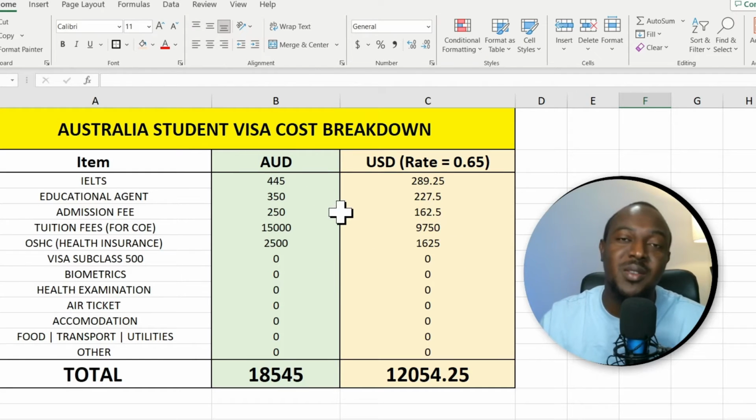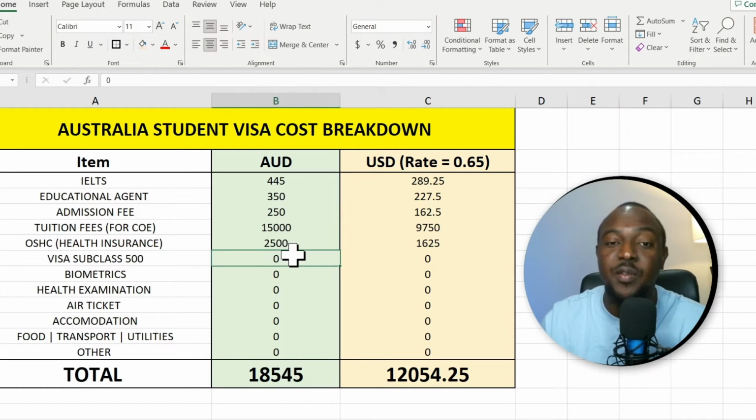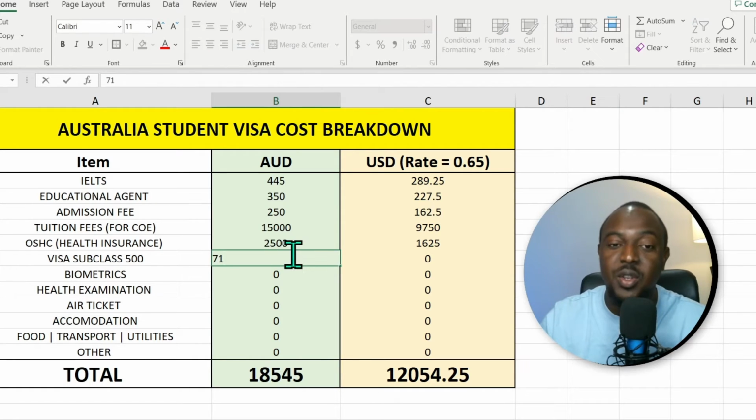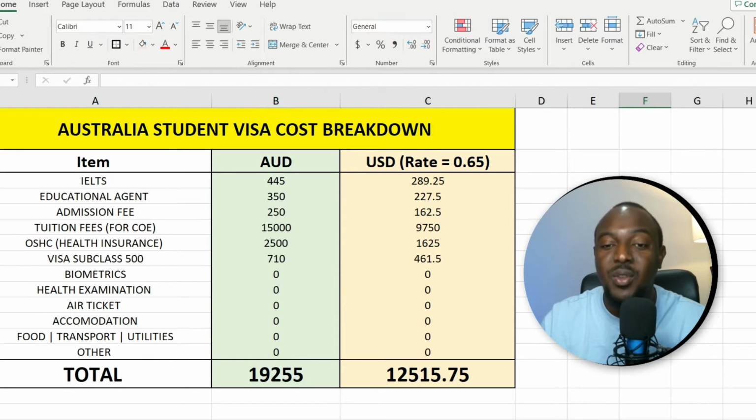Okay, now once you've got your COE, congratulations. We now move on to the visa lodgement. Okay, so visa subclass 500. As I'm talking to you guys now in 2024, the price to lodge a visa subclass 500 is 710 Australian dollars. So once you've lodged that, if you are living overseas, you need to go get your biometrics done. You also need to go get your health examination done.